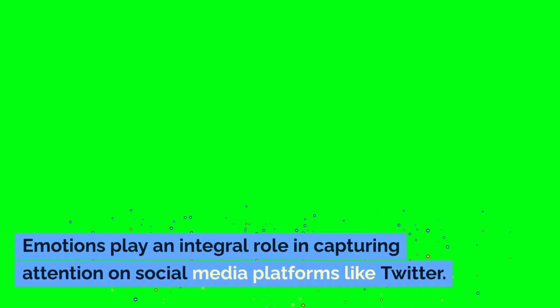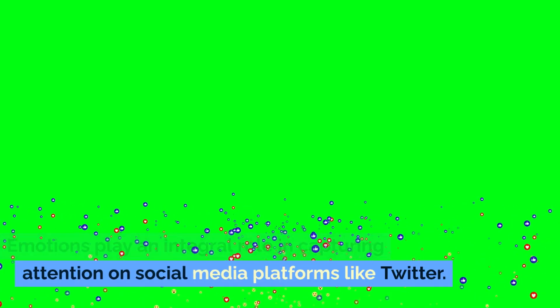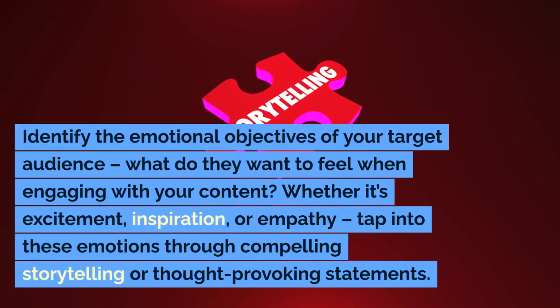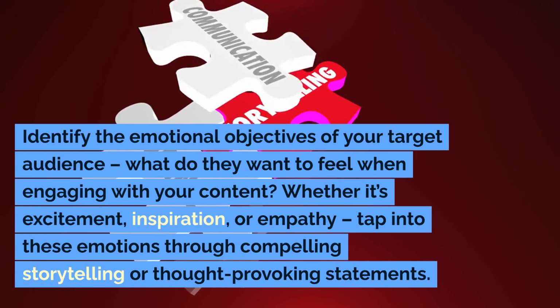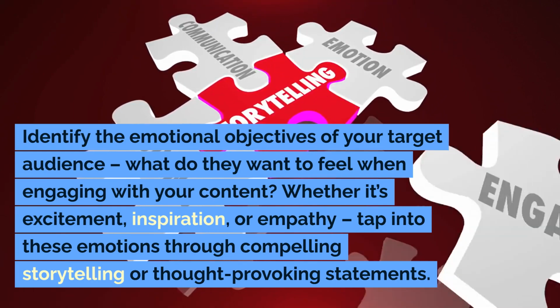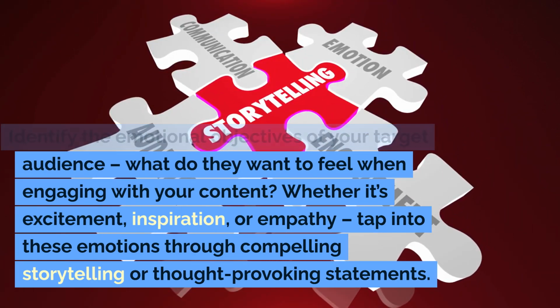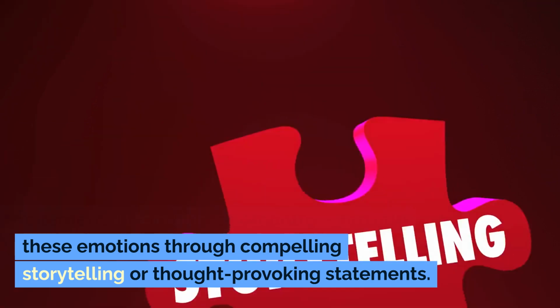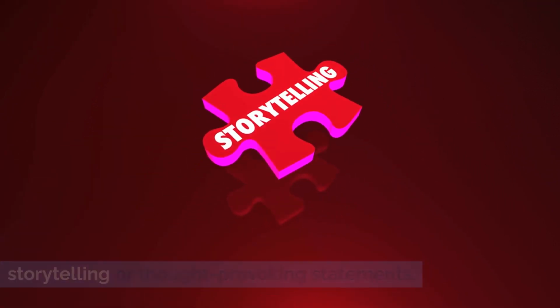Embrace emotional objectives. Emotions play an integral role in capturing attention on social media platforms like Twitter. Identify the emotional objectives of your target audience. What do they want to feel when engaging with your content? Whether it's excitement, inspiration, or empathy, tap into these emotions through compelling storytelling or thought-provoking statements.